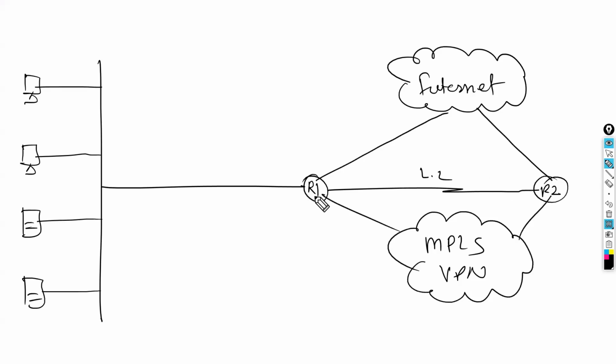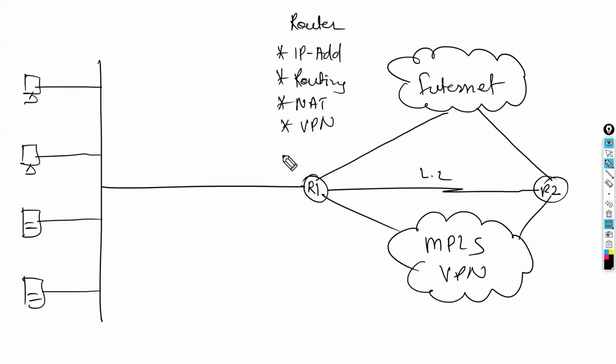What have we deployed here? A router. On this router you will do IP addressing, you will do routing, you will do NAT, you will configure MPLS VPN, or MPLS multi-protocol label switching. Clear? Okay. This thing you will do, then you can make communication between LAN to internet, internet to LAN, one branch to another branch. Clear?